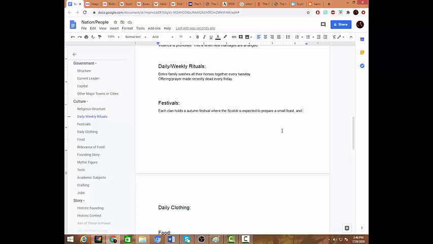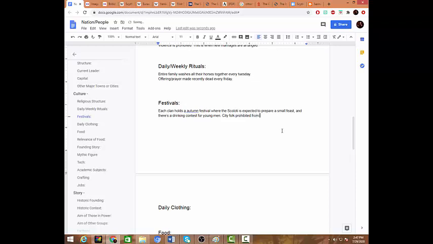And I think that each of the clans holds an autumn festival, and there's a drinking contest. Just for young men. So I think that it's like you have just sort of been... You're a warrior now, maybe you can start a family. I think that it's like the idea that guys around this age, they do that. They are expected to do that. And I think that city folk are prohibited from attending.